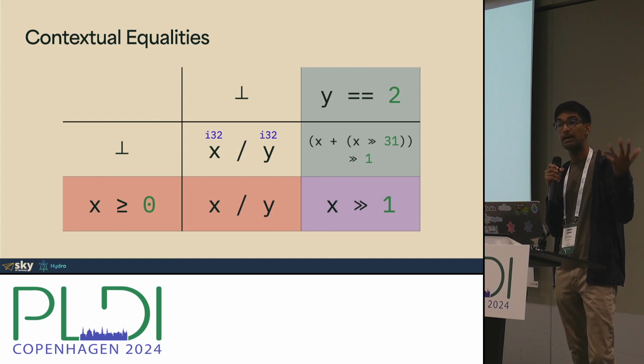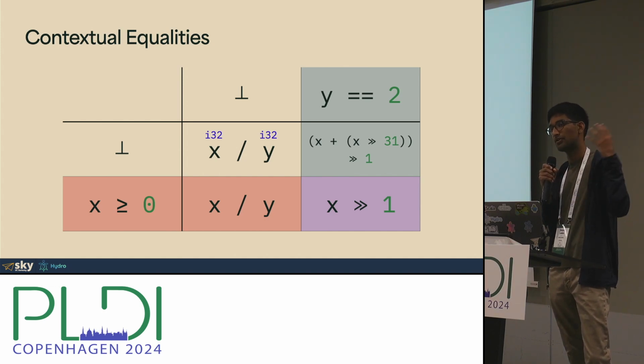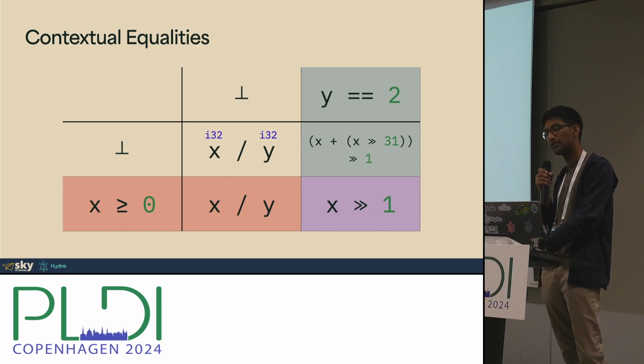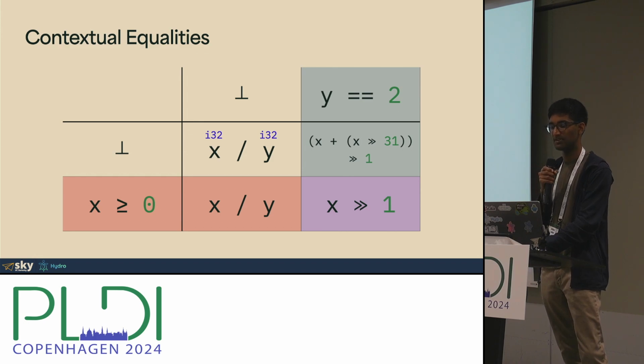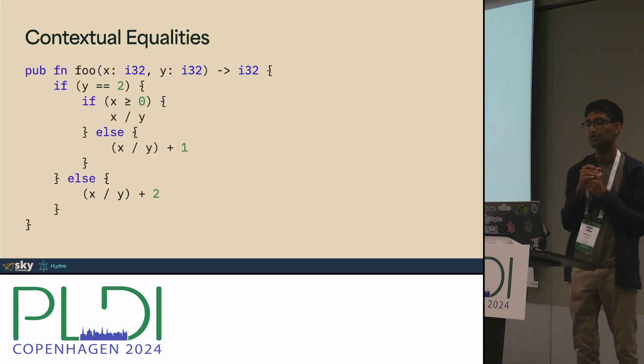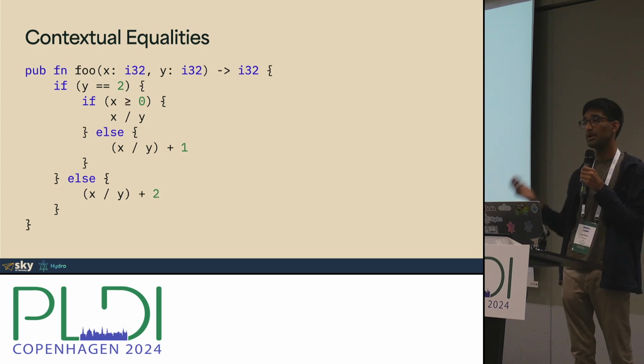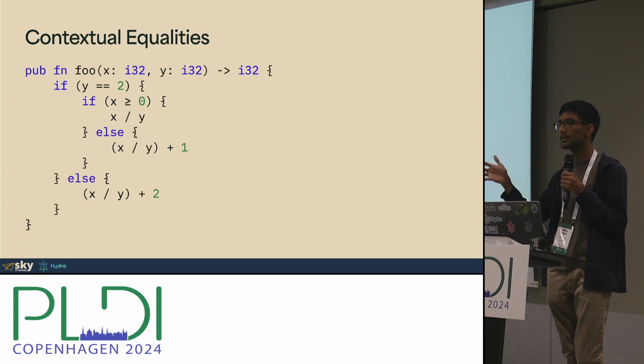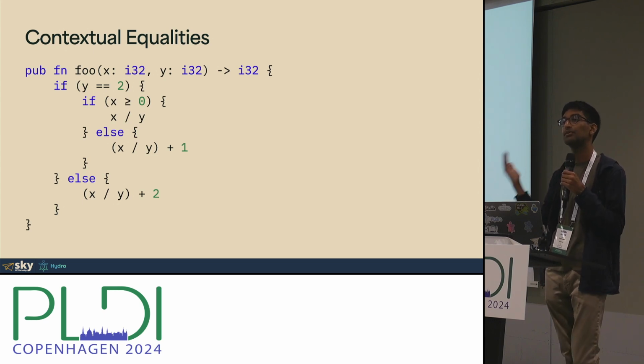And so depending on information we might know based on branching or other parts of our program, we might be able to optimize the program in various different ways. So where do contextual equalities show up? The classic example is when I have a branchy program. So here's a simple Rust program where I have some branches, and I'm going to be computing the same x divided by y in a couple different places in the program.